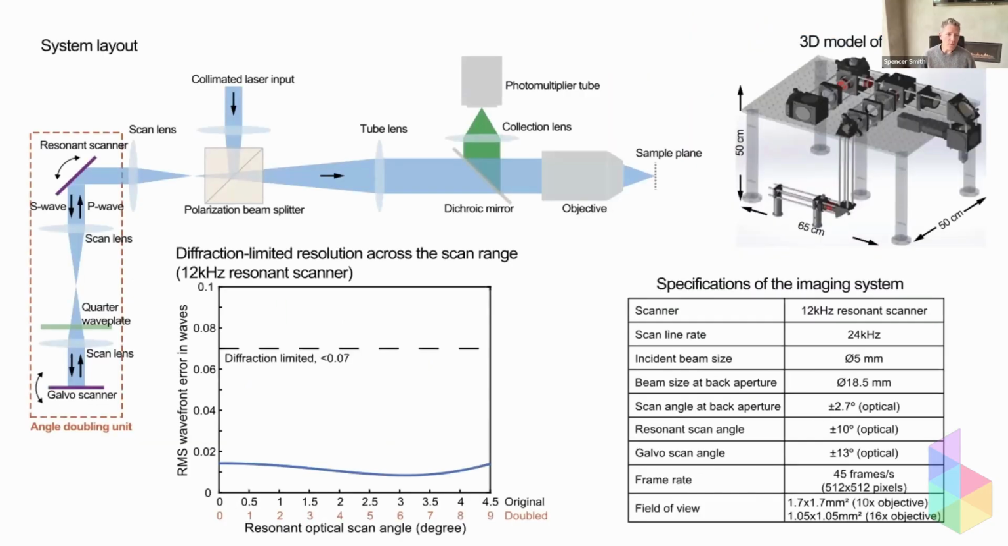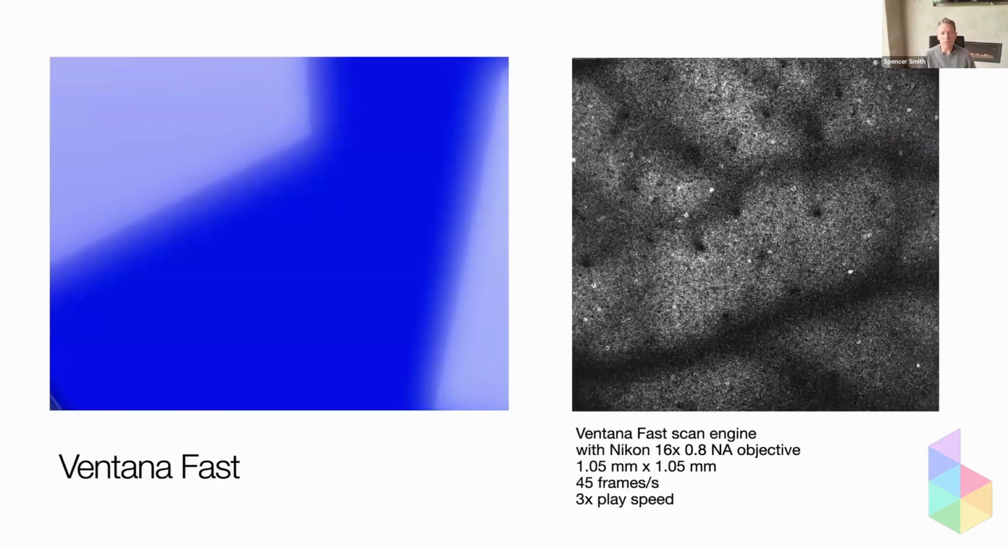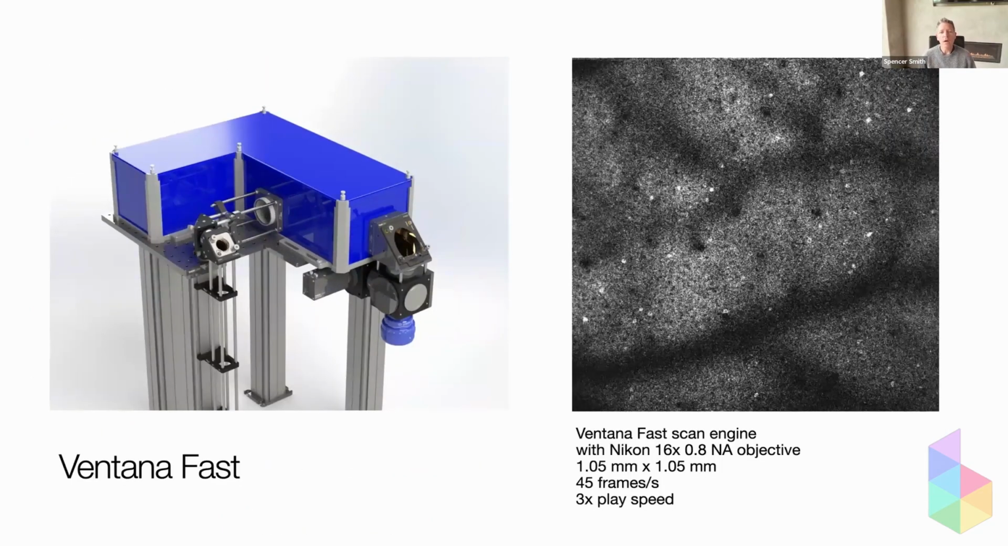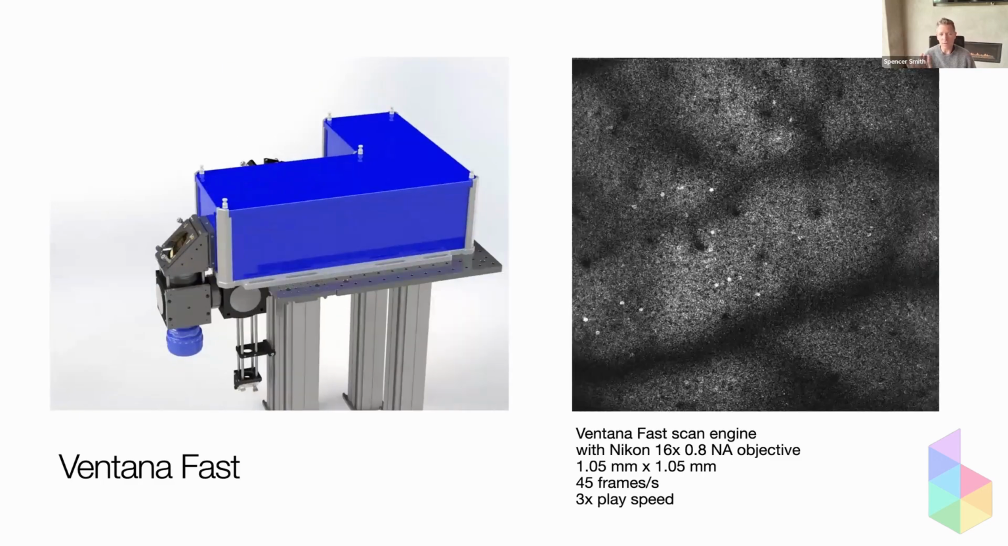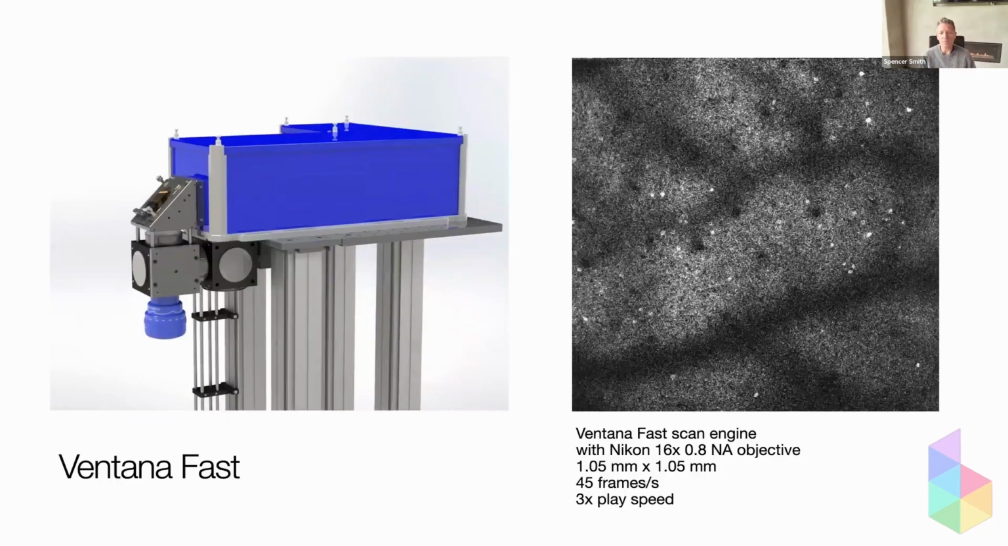So this is what it looks like inside. We've got this angle doubling unit, which is basically a relay to another galvo scanner, sending that back through a polarizing beam splitter, then to the objective. And there are a lot of different ways to mess this up. The scan lenses have to be perfect and the tube lens needs to be perfect. But we found ways to do this in a diffraction limited manner. And so this is the Ventana Fast system. These are now turnkey systems that we sell at the lab.